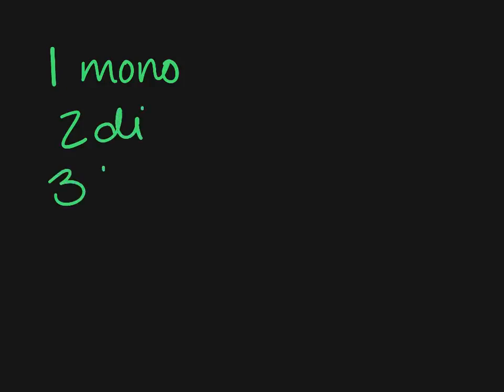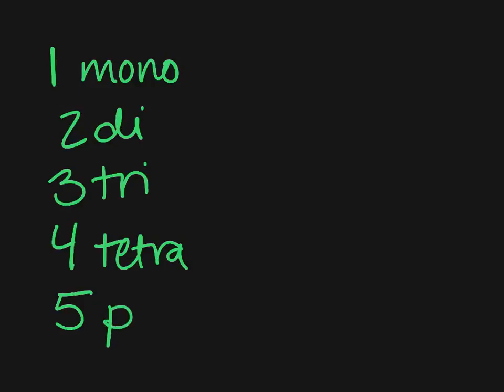To start off, we're going to need to figure out what the chemical formula of the compound we're working with is. First, let's go over the prefixes used in naming chemical compounds. For 1, we have mono. For 2, we have di. For 3, we have tri. For 4, we have tetra. 5, we have penta.